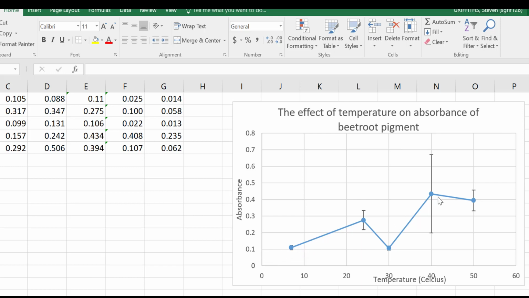First of all is the overall trend. If we were to put a trend line on here, we would see that it would go like that. So as the temperature increases, the absorbance increases.